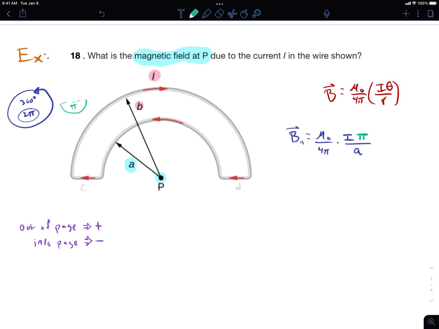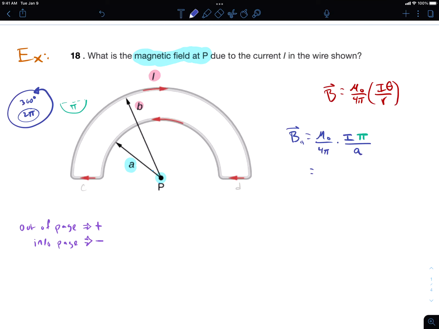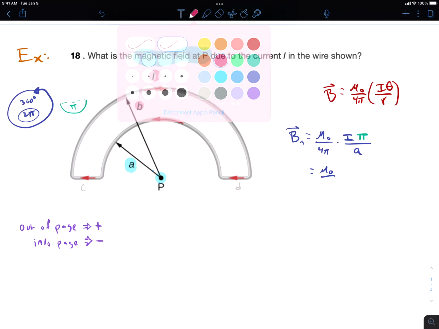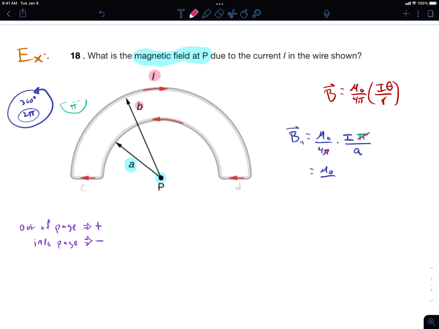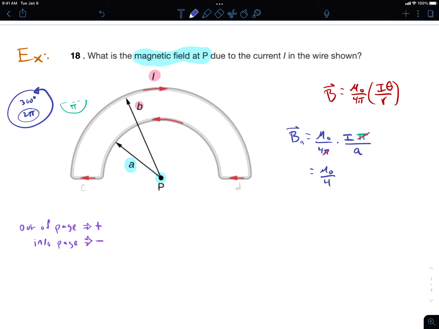Okay. Now that we have our values, you can set this up. So what we can do is cancel pi and pi, and I'll have here mu naught over 4 times I. I'm going to put all of those together, and then I'm going to multiply this by 1 over A. I'll show you in a little bit why we're doing this. Now, this is fine for the magnitude.